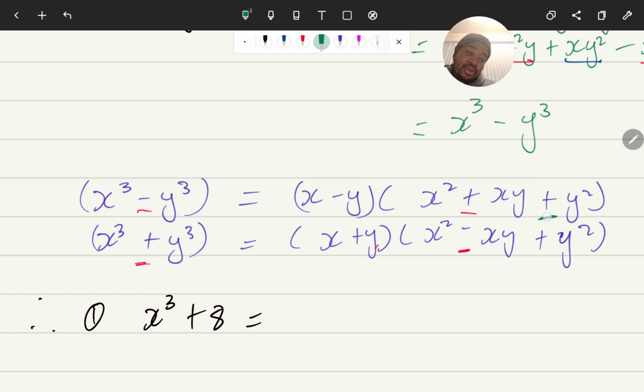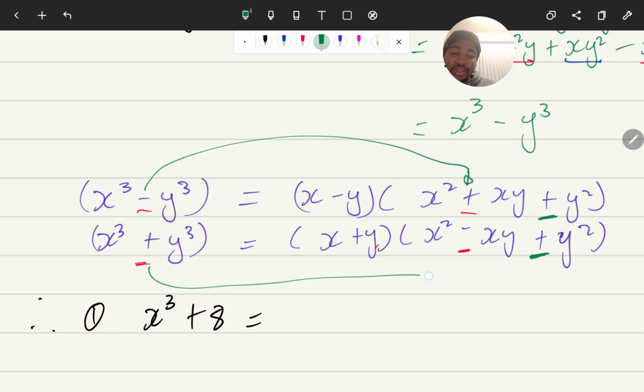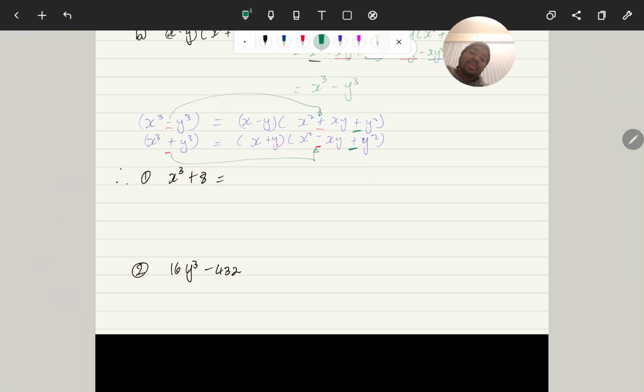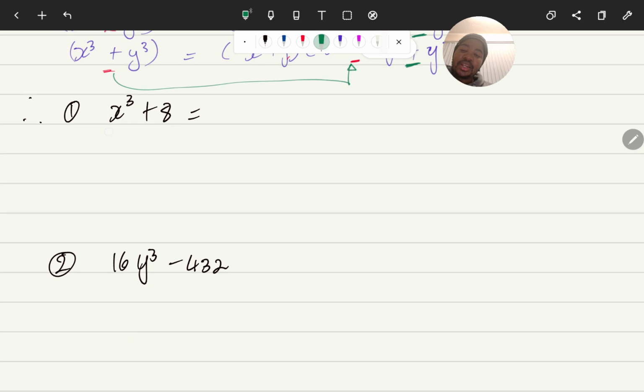So here, always positive, always positive. The only difference in terms of the signs is this one. If it's negative here, it's positive here. If it's positive here, it's negative here. Do you see it? Cool. Let's see if we can handle these problems.